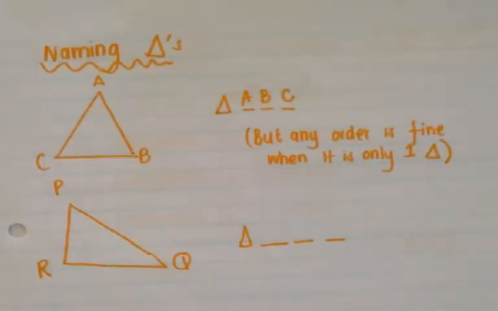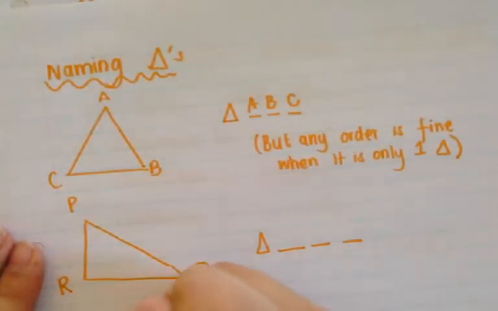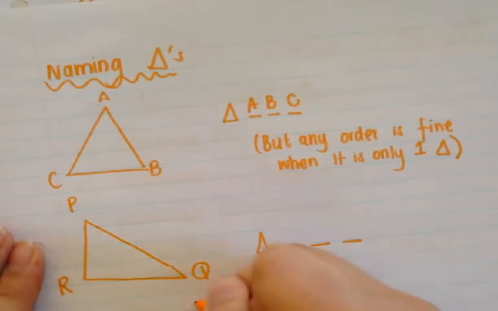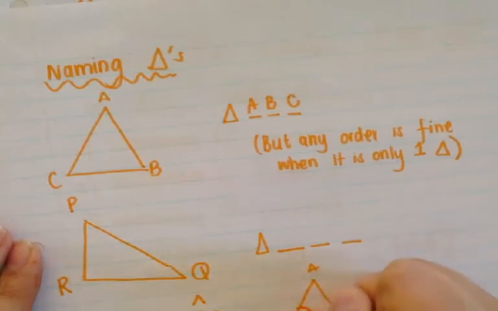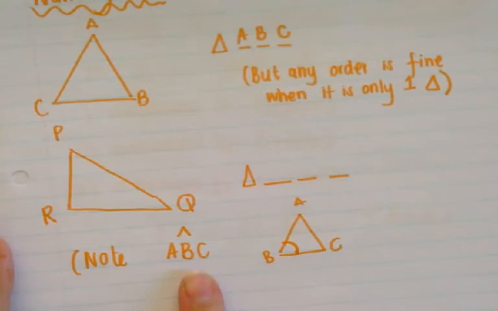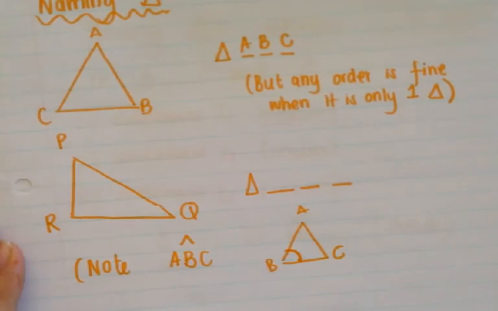Okay, but any order is fine when it is only one triangle that we are dealing with. Lazlo, your question. Can't you put something in the middle? No, because that's not an angle. So for instance, ABC is an angle in the triangle ABC, specifically that angle at B. Here, ABC is just referring to the triangle as a whole.